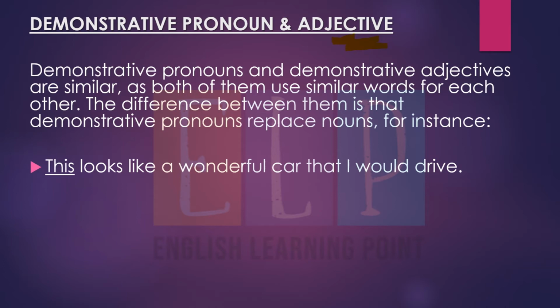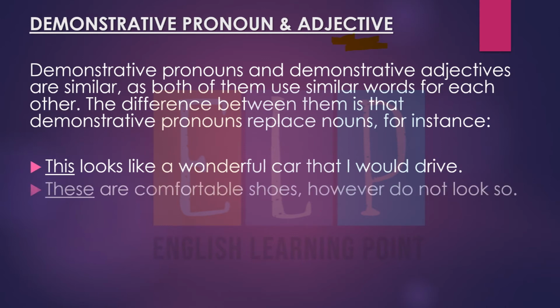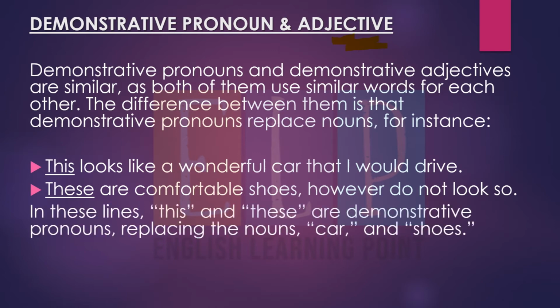So how can we identify whether these are demonstrative pronouns or demonstrative adjectives? How can we recognize them? How can we differentiate between these two? For example, this looks like a wonderful car that I would drive. These are comfortable shoes, however, they do not look so. So here, in these lines, this and these are demonstrative pronouns replacing the nouns car and shoes.